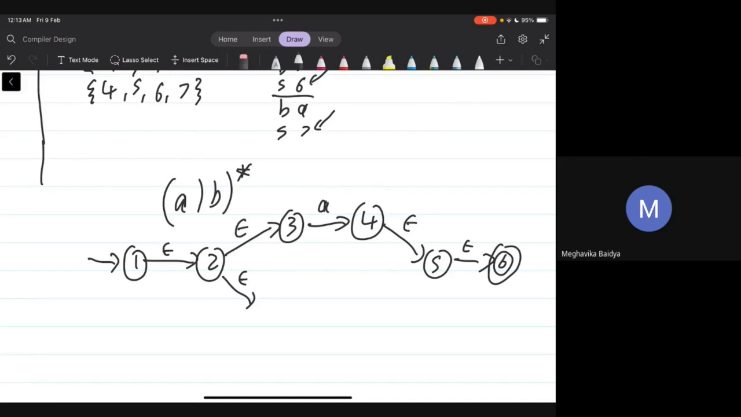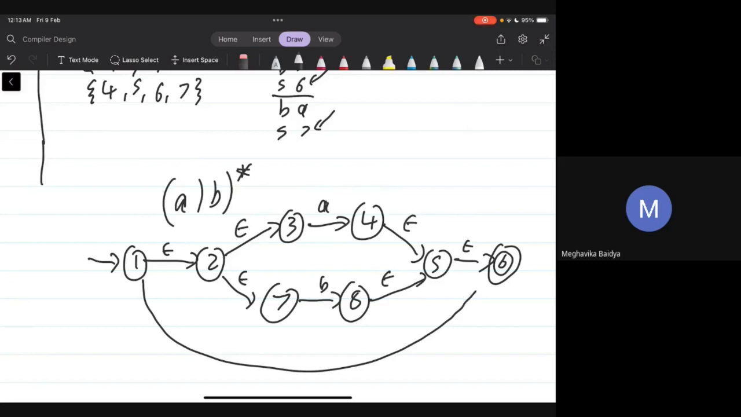6 plus 7, B, 8, epsilon, and since it's a star it can directly come here, epsilon, and it can go back, epsilon. This is the NFA, right, for A or B? Yeah, okay, got it.